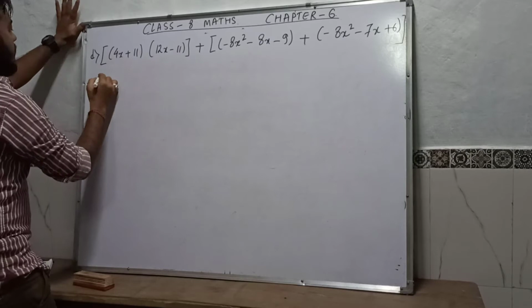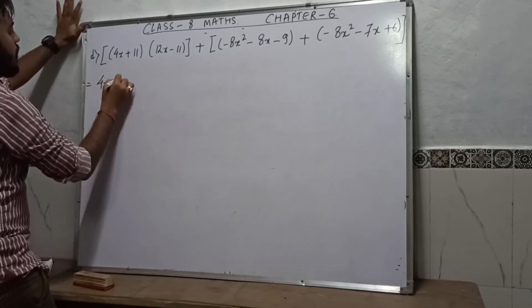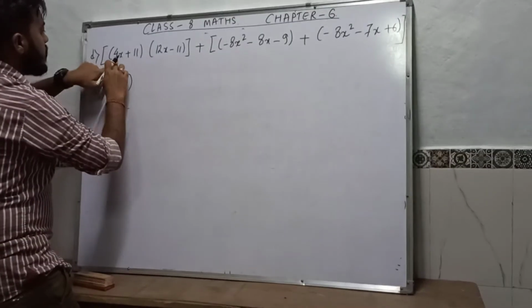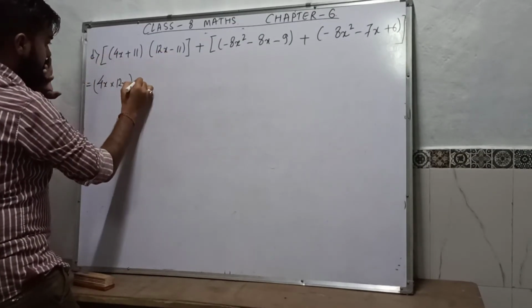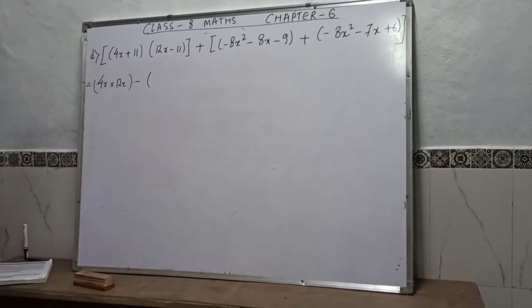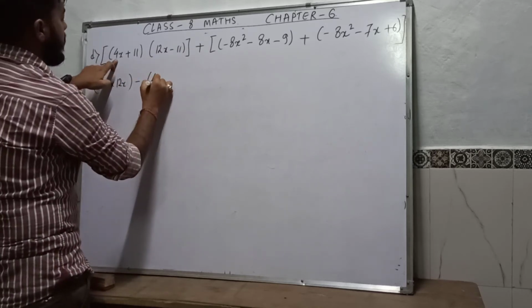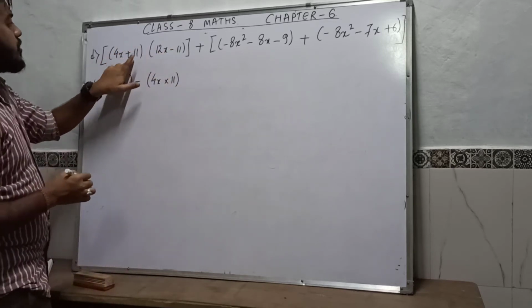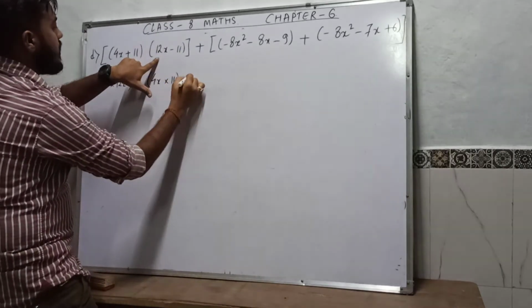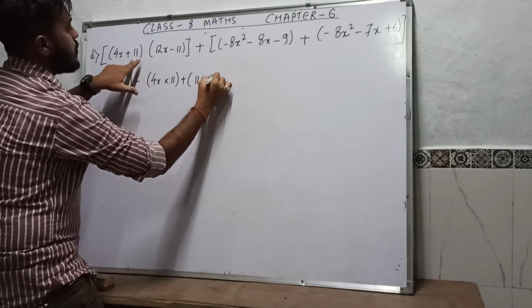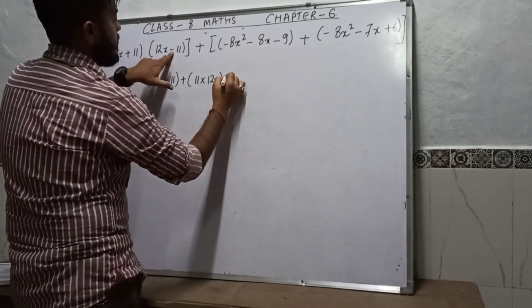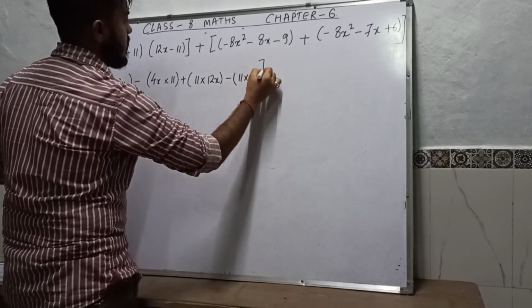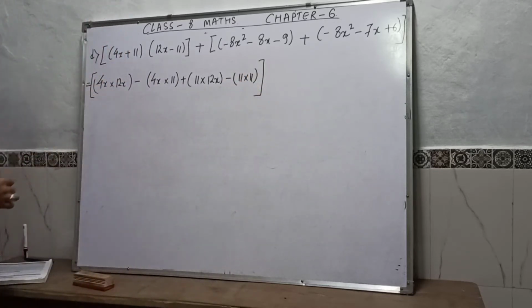So 4 into this. Okay, 4x into 12x. Correct? 4 into this. Done. Now 4 into 11. So plus minus. Now 4x into 11, done. So this and this and this done. Now this one into this one, okay. So plus into plus is your plus 11 into 12x, plus into minus minus 11 into 11. So this is the first bracket, okay.